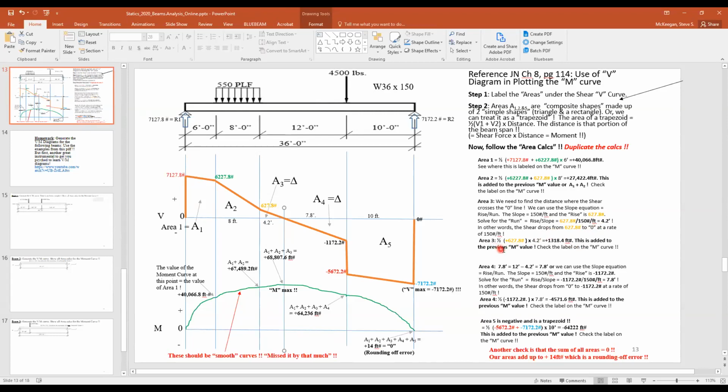Okay. So area 3 now becomes 1/2, because it's a triangle, the shear value, 627.8 times 4.2 equals 1318.4 foot-pounds. That's added to the previous M value. Here, that little amount is added to this value. Or one can say at this significant point, the moment value is the sum of all the previous areas. 3, 2, 1.